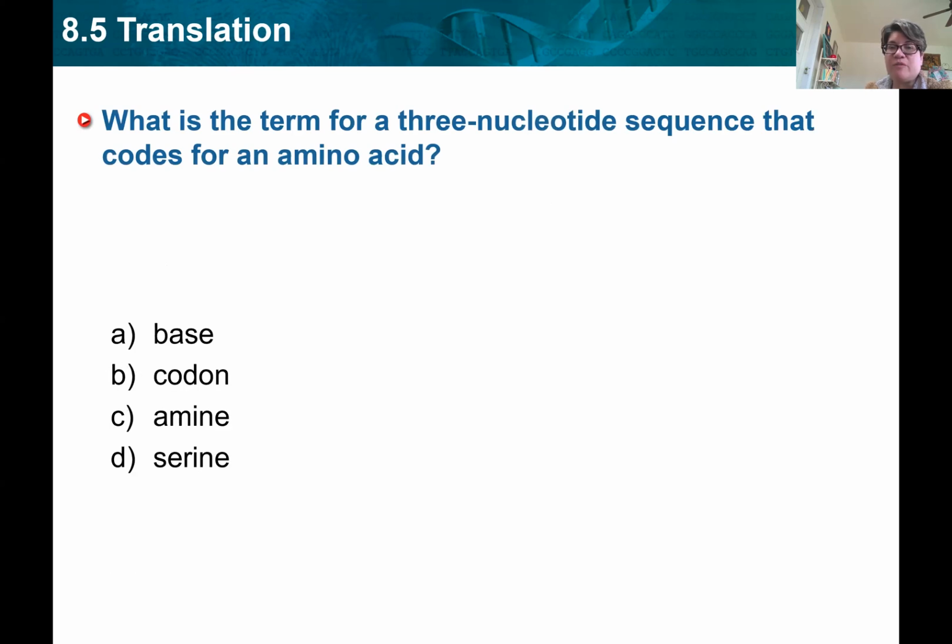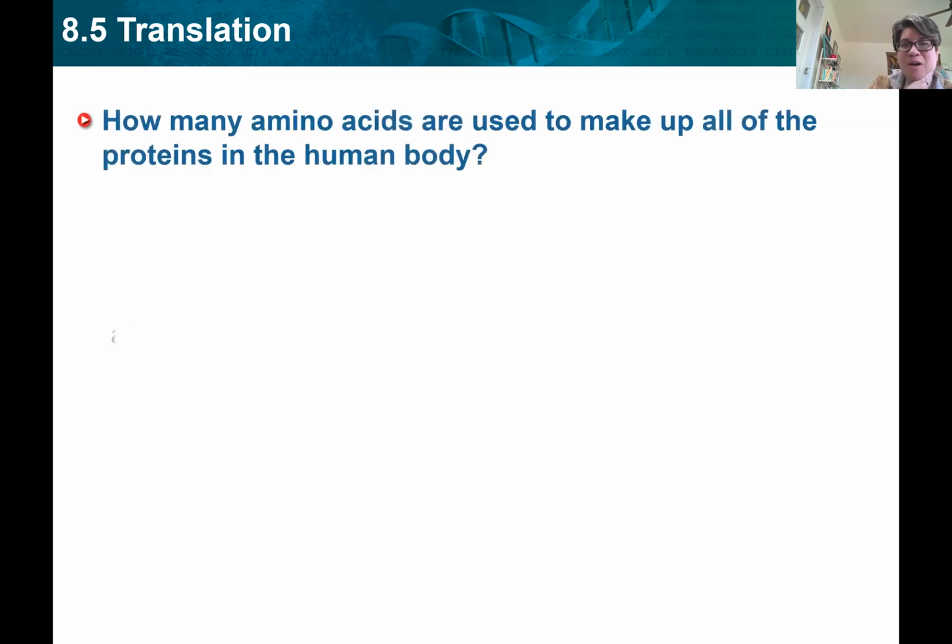Okay, what is the term for a 3-nucleotide sequence that codes for an amino acid? So we had that big table of 3 nucleotides, and then each one matched different amino acids, and those are called, that's a codon. Okay, how many amino acids are used to make up all the proteins in the human body? How many different amino acids were on that table? I gave you that number.